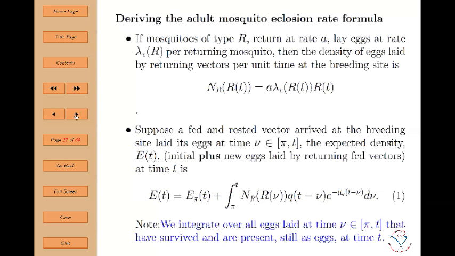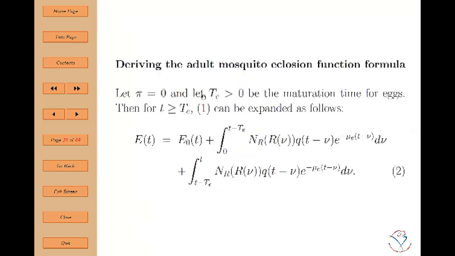Now, to continue with this work, we can assume that pi is 0, so we start at time T equals 0, and let T subscript E be the maturation time for X, the length of time that it takes for X to mature. Then we can divide that integral into two parts: the part from 0 to T minus T_E, and the part from T minus T_E to T. We are doing this division because it is very clear that if the maturation time for X is T_E, then for T greater than T_E, Q(T) will be 0.